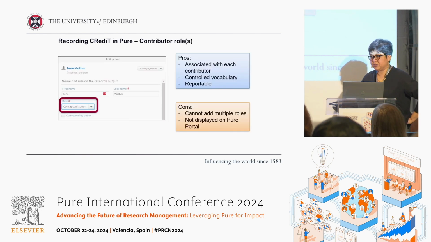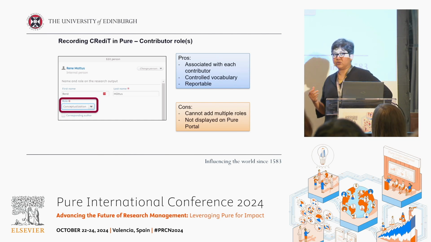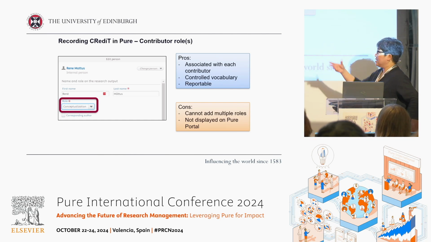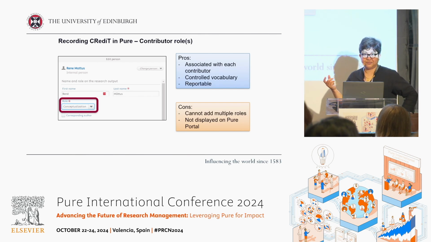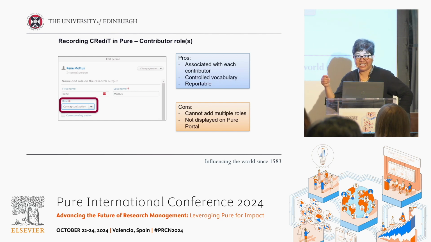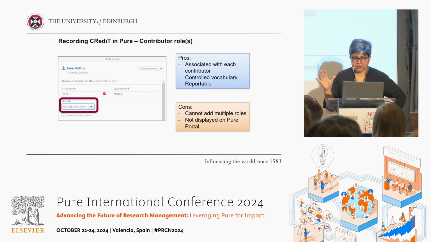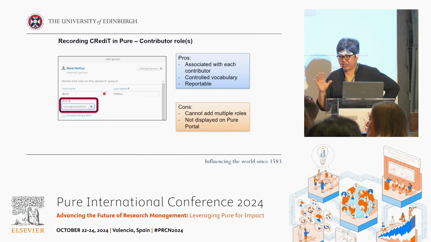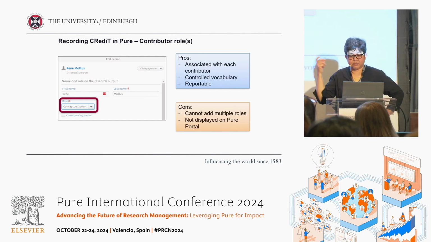Now, contributor roles, you can add to the classification using the taxonomy roles in CRediT, and you can have that for each person as well. So you can have it associated with each contributor. You can use a controlled vocabulary for adding it into the contributor roles, so people will be selecting it rather than typing it in. I'm a librarian. I love controlled vocabularies. I do not like free text fields. I hate them. Right? So anything that has controlled vocabulary, love it. It's reportable because it's in the role, right? So you can pull it out.